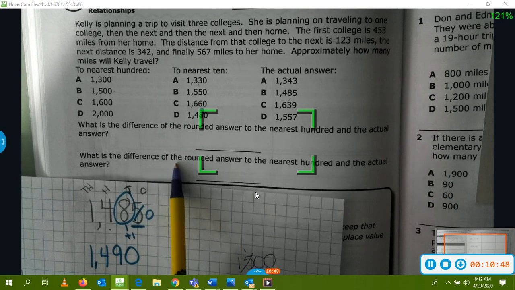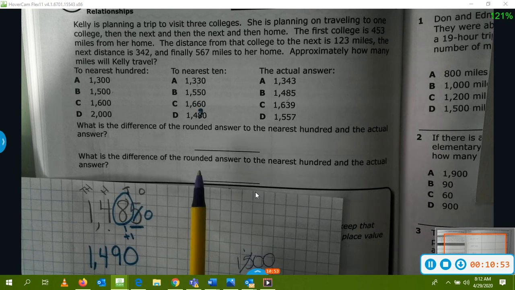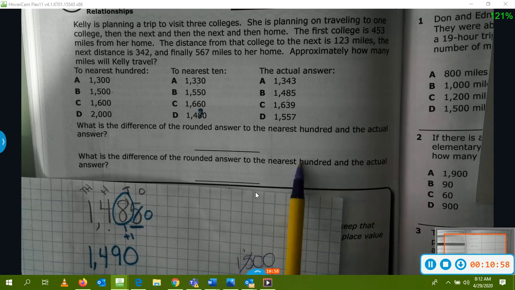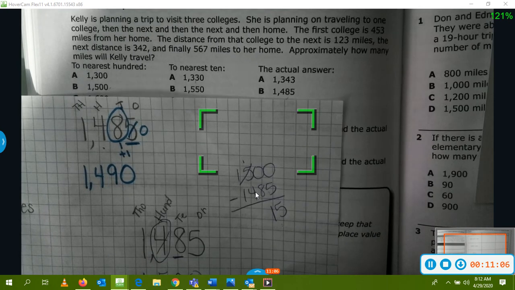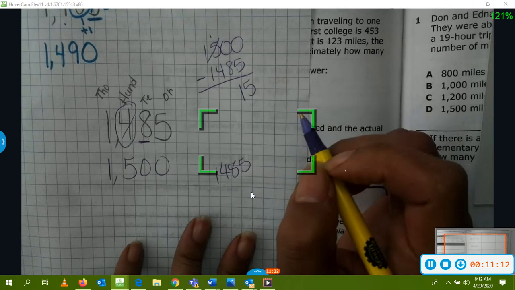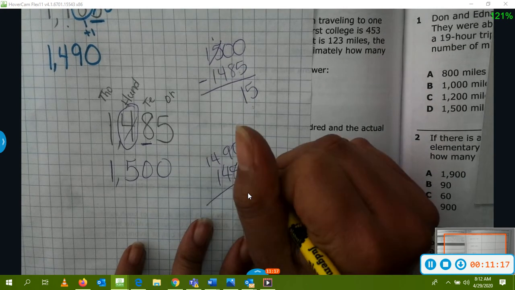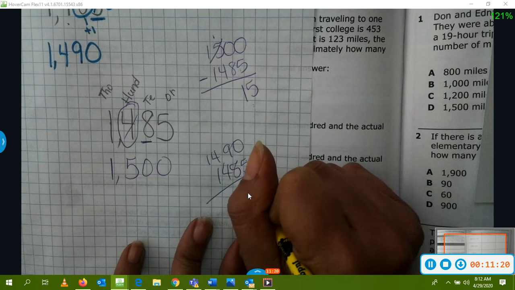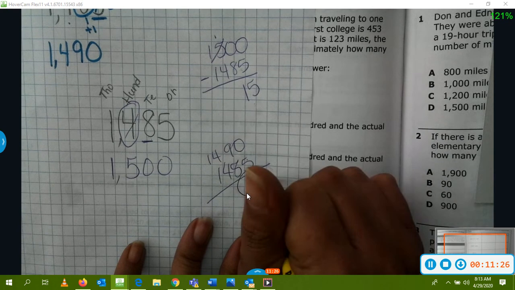What is the difference of the rounded answer to the nearest hundred and the actual answer? It's the same question. But I believe they meant to write 10 in one of these. So let's just do it to the tens. So when we have the actual number, 1,485, minus from the tens, when we round it to the tens, it's 1,490. We subtract 90 minus 85 is 5. And then 14 minus 14 is 0. So your answer is 5.